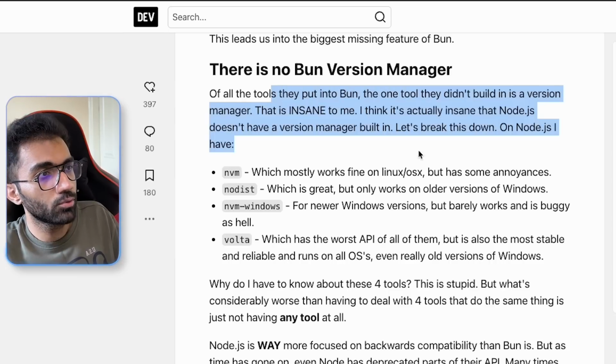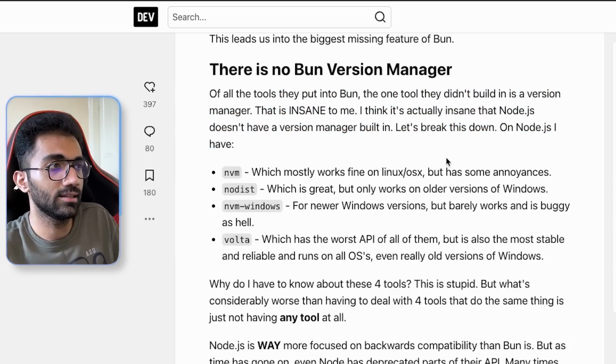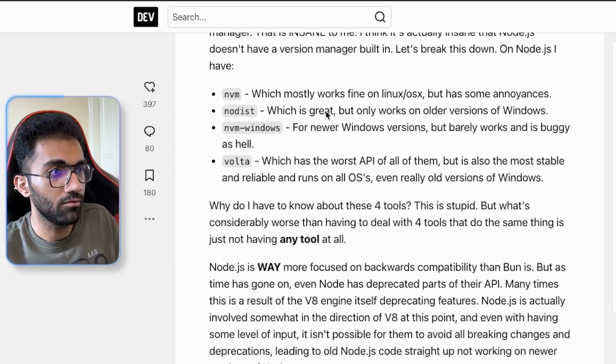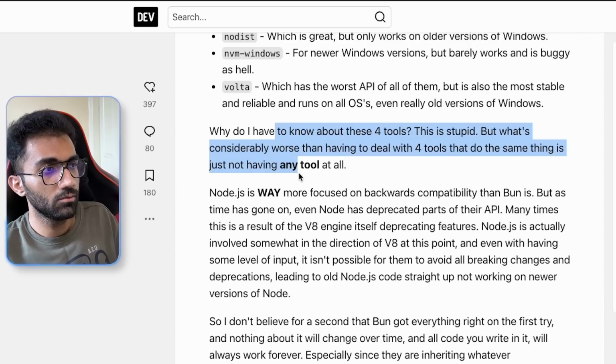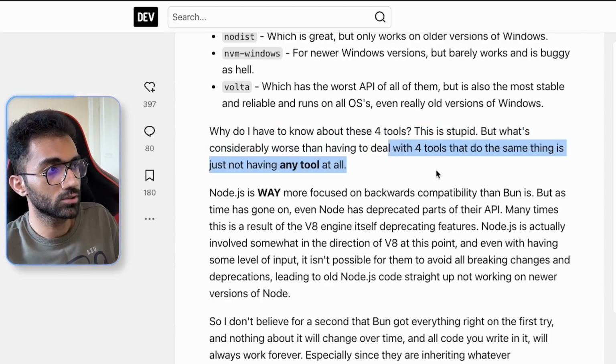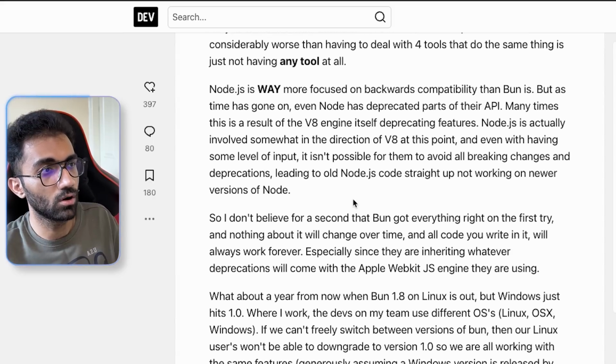Of all the tools they put into Bun, the one tool they didn't build is a version manager. That is insane to me. I think it's actually insane that Node.js doesn't have a version manager built in. On Node.js, I have NVM, Nodist, NVM Windows. What's considerably worse than having to deal with these 4 tools is just not having any tool. Node.js is way more focused on backwards compatibility than Bun is, but the time has gone and even Node.js deprecated parts of their API.